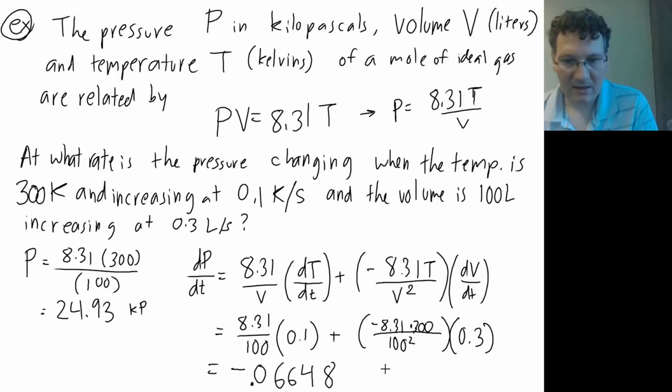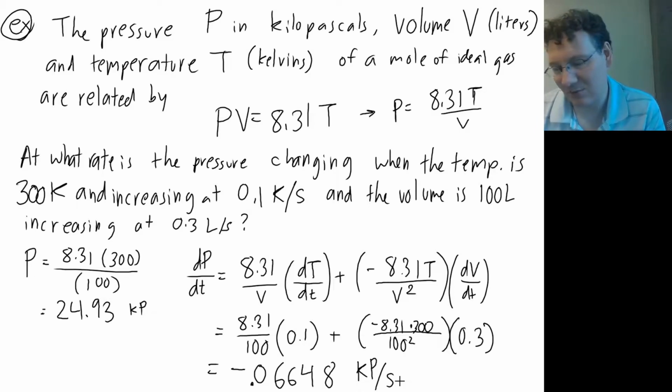Okay, and this is going to be a rate of change of negative. It's a decrease of 0.06648 kilopascals per second. Again, I think kP is kilopascals. I assume it is.